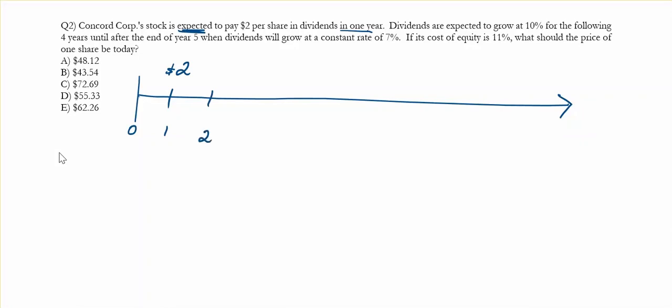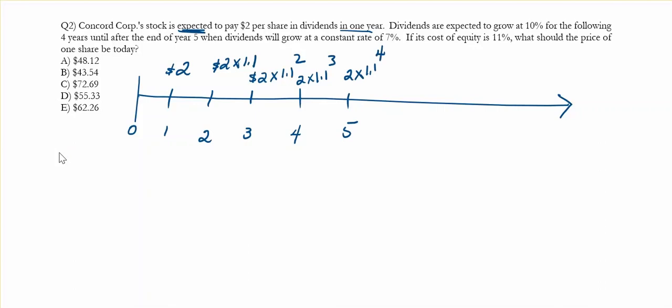So the next 4 years after year 1 will take us to year 5. So the year 2 dividend will be 2 times 1.1. The year 3 dividend will be 2 times 1.1 squared, because it'll be 10% more than year 2. Year 4 will be 2 times 1.1 to the 3. Alright, and so then year 5 will be the last year, because it grows for 4 years past year 1 at 10%.